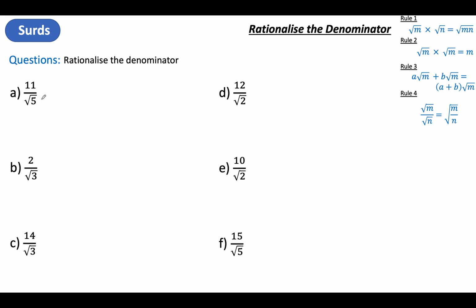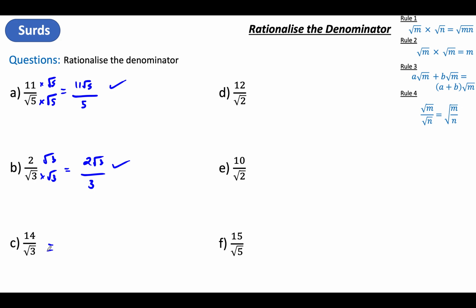What are we going to times it by? We're going to times it by root 5 underneath and by root 5 on top. So 11 lots of root 5 over 5. Can I simplify it? No, I can't. Good, job done. I'm going to times this by root 3 underneath and root 3 on top. So we've got 2 lots of root 3 over 3, because root 3 times root 3 is 3. Can we simplify it? No, we can't.